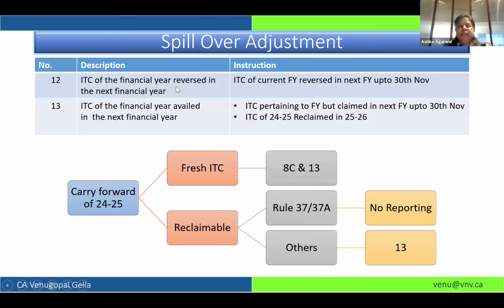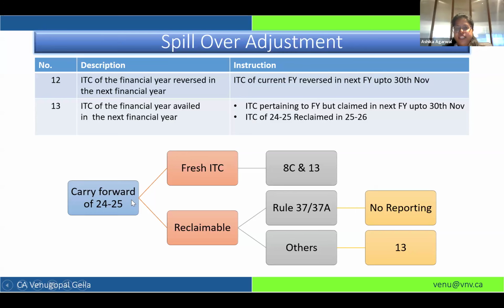Now, this is about the spillover adjustment. Like we were discussing, there will be cases where ITC pertaining to 24-25 would have auto-populated in 25-26. If those ITC have been auto-populated in 25-26, then you have to report in 8C and 13 because table 8A will automatically consist of those data.